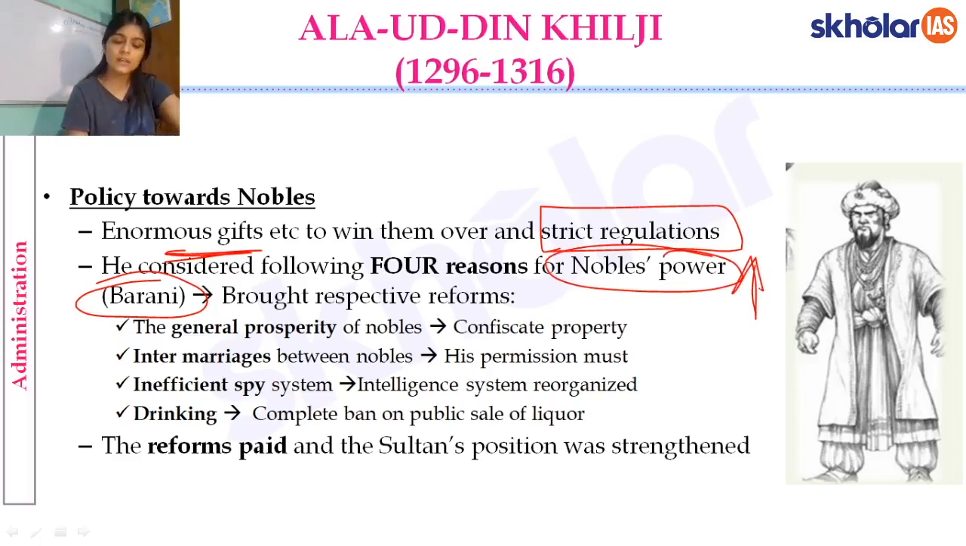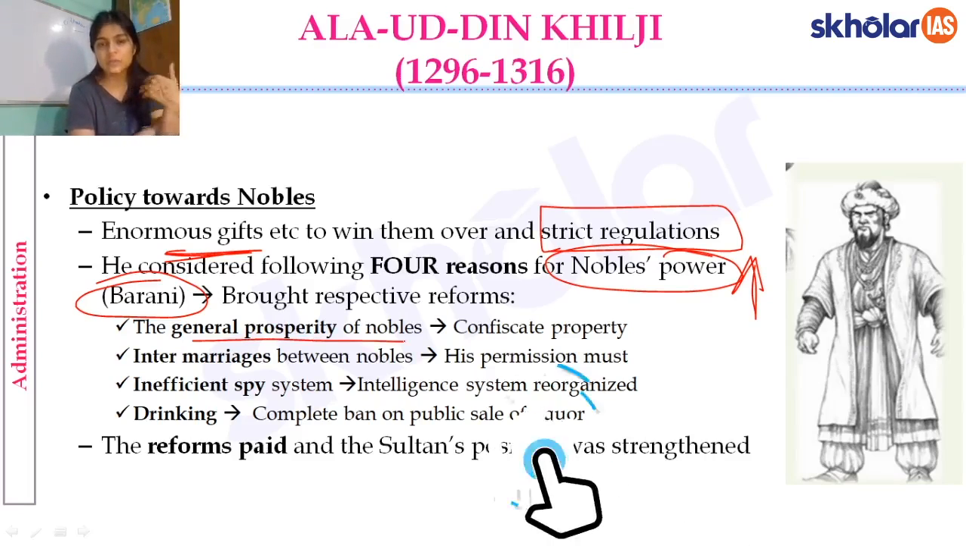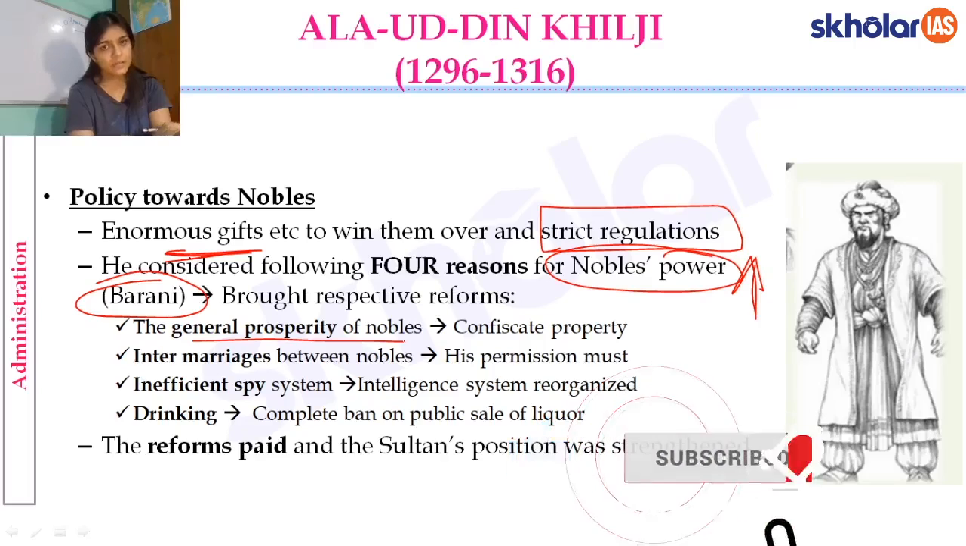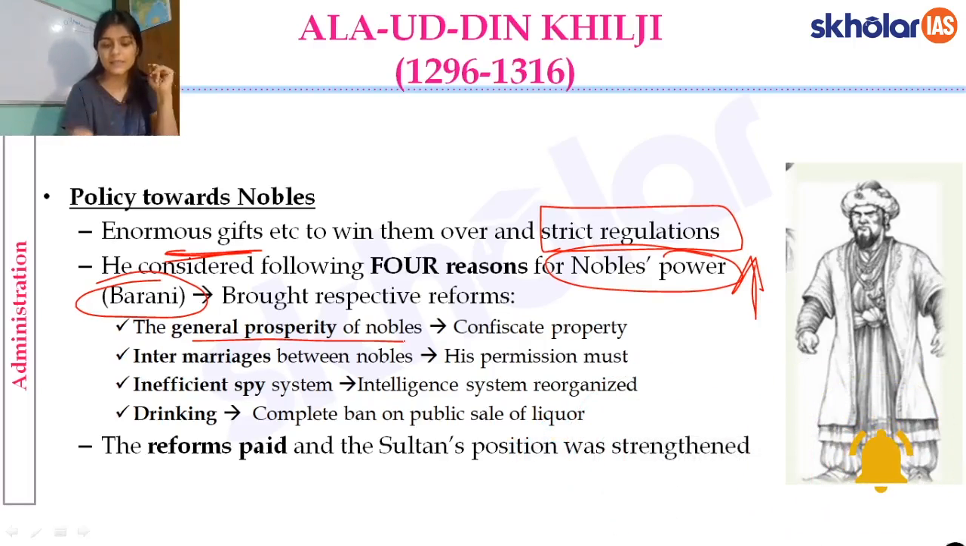What were those reasons? General prosperity of the nobles, right? So if somebody is rich, obviously they are powerful. So if nobles will be rich, will be prosperous, they will have power which the king will have to share. That was the first reason.